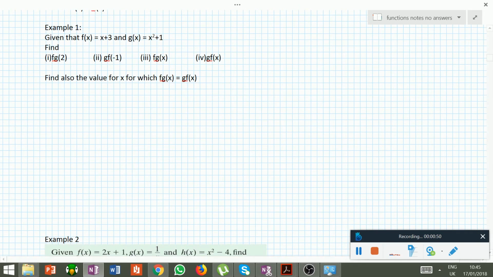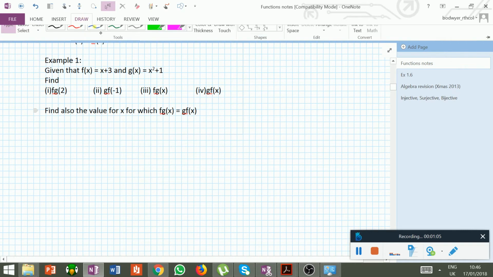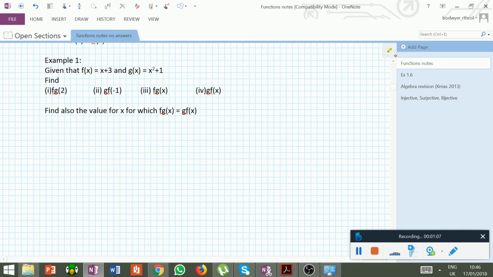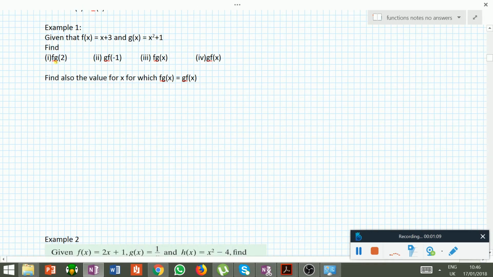Given that F of X is X plus 3, and G of X is X squared plus 1, you want to find first of all F after G of 2. So here's what we're doing. We get first G of 2. So this is number 1. G of 2 is equal to, you go to your G function, everywhere you see an X you put a 2, so it's 2 squared plus 1, which is a 5.